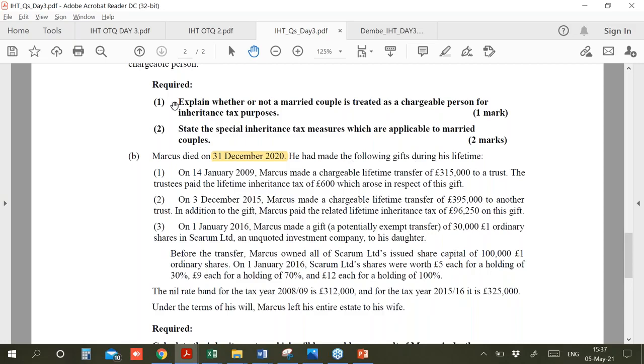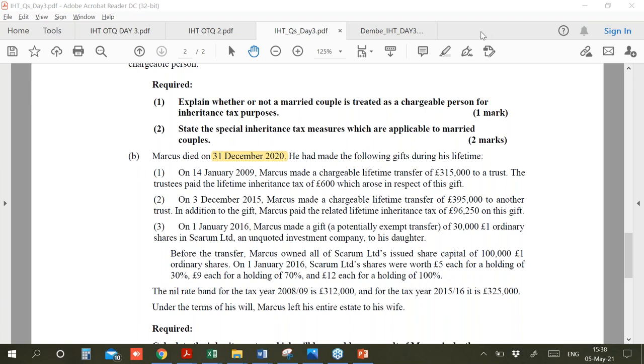So I'll start with: Marcus died on 31st December 2020. So this is an important date. It will help us to determine which are the exempt transfers and which are the chargeable. He had made the following lifetime gifts. On 14 January 2009, Marcus made a chargeable lifetime transfer of 315,000 to a trust. The trustees paid lifetime inheritance tax of 600 which arose in respect of the gift. Now guys, you tell me, is it a chargeable transfer at the time of death? He has died in December 2020. Obviously no, because the 7 years have elapsed. So the answer is correct.